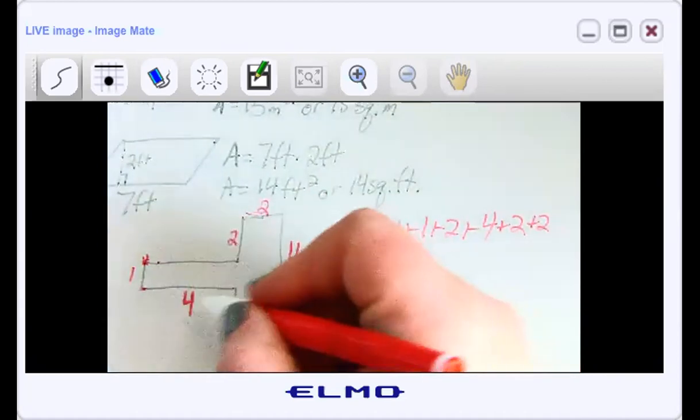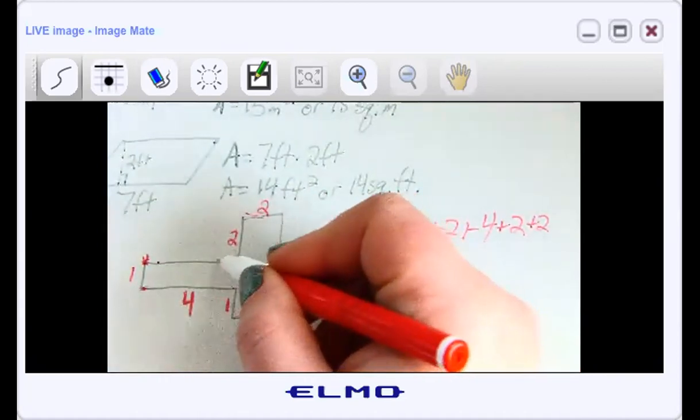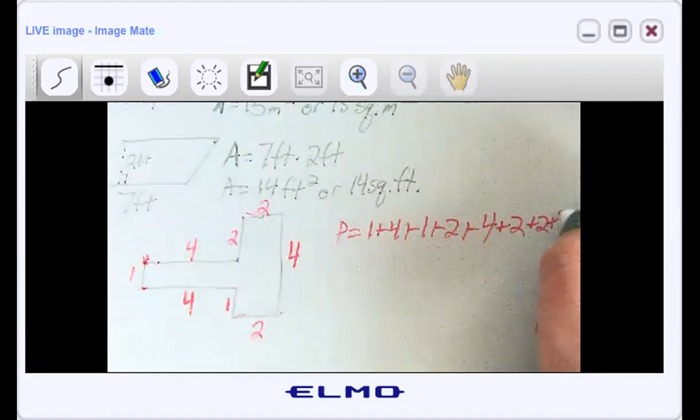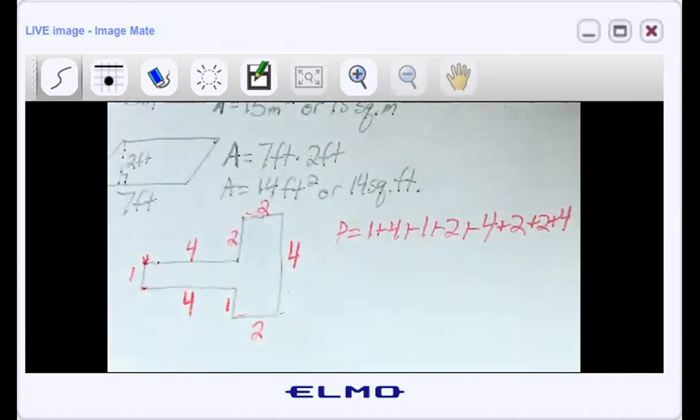Yes, 4, exactly. If this bottom one's 4, that means this one right here also has to be 4. And now I'm all the way back to the star, so I know I'm back to the beginning. So now I have truly added every single side. I can't tell you how many times kids mess that up. They just add, like on a rectangle, 2 of the sides but not the other 2. You have to go all the way around.